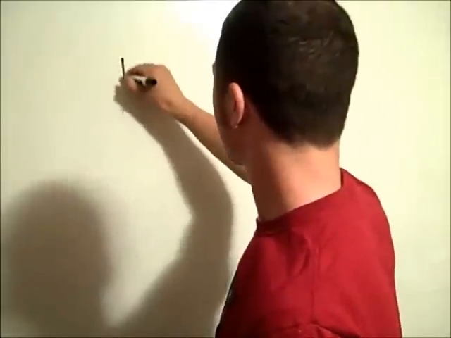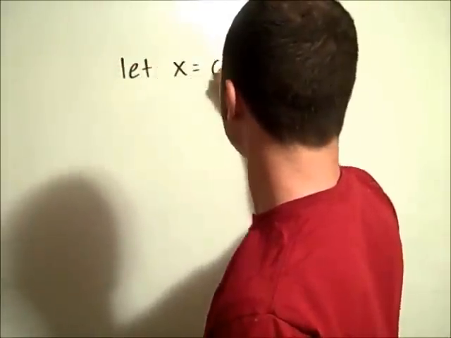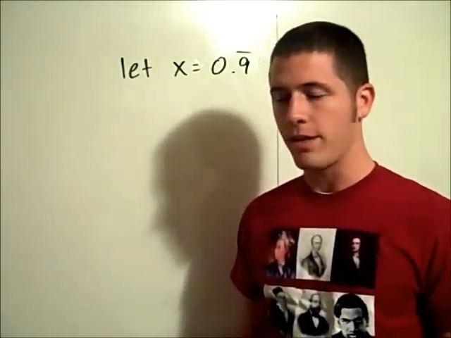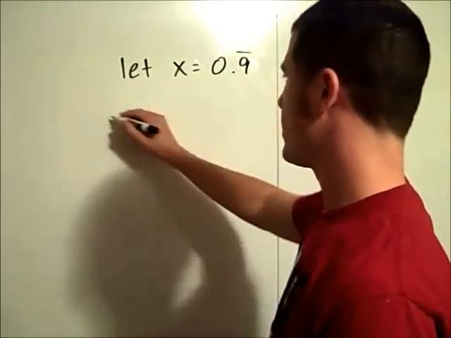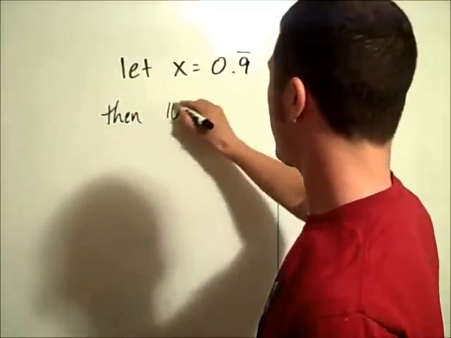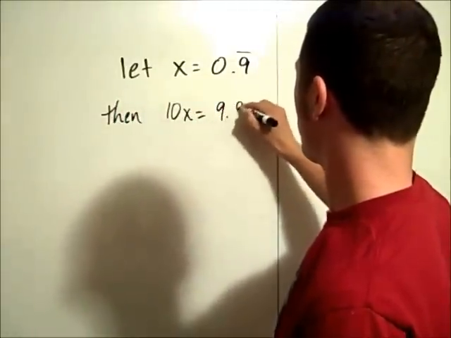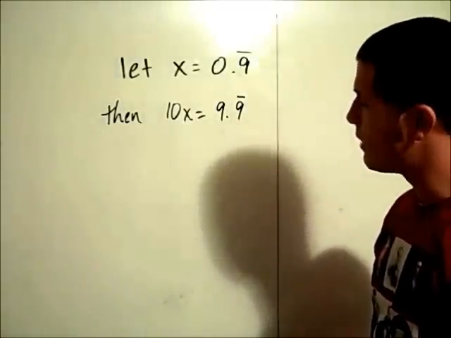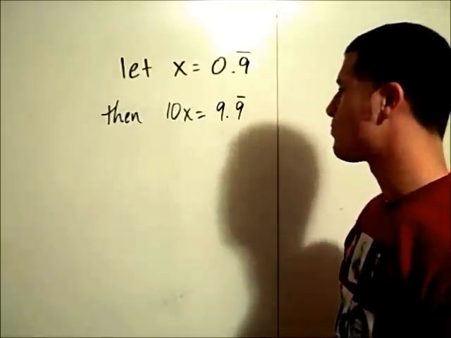One that's slightly more fun is to say let x equal 0.9 repeating. And then by the same property, the multiplication property of equality, we can say then 10x is equal to 9.9 repeating. Right? Multiply both sides by 10.